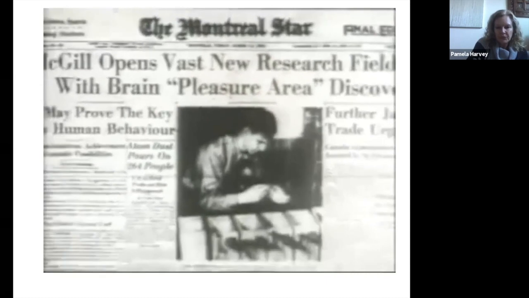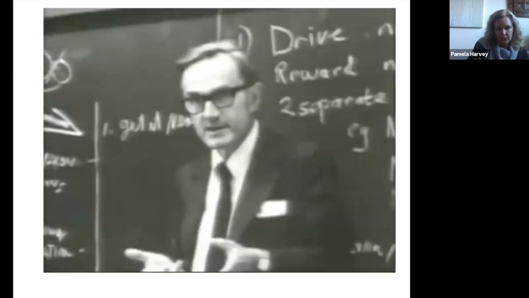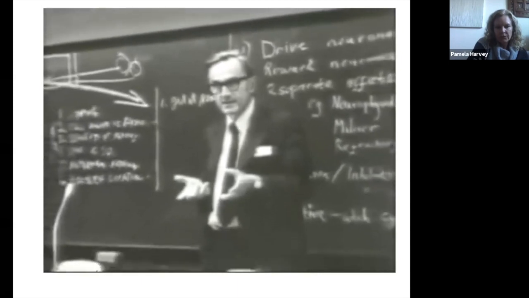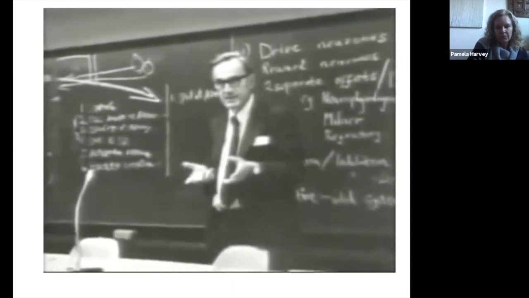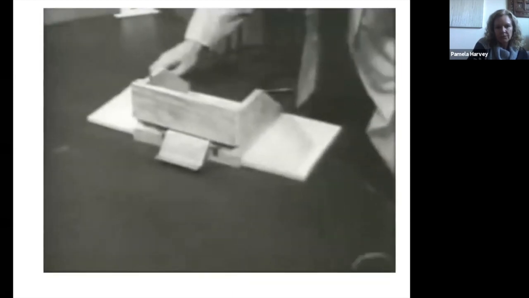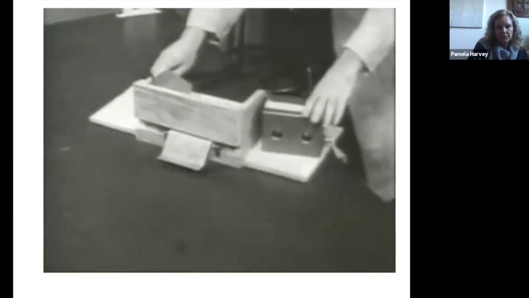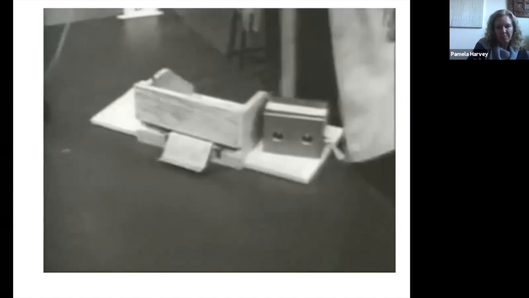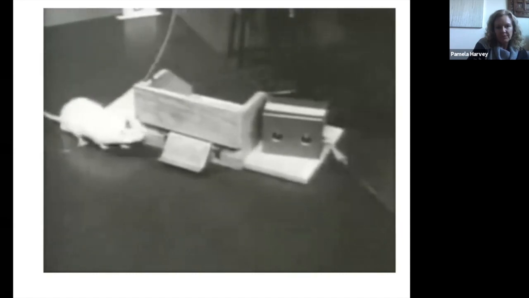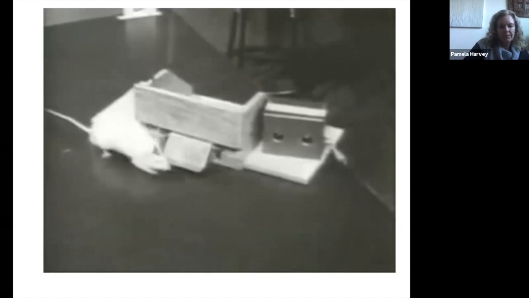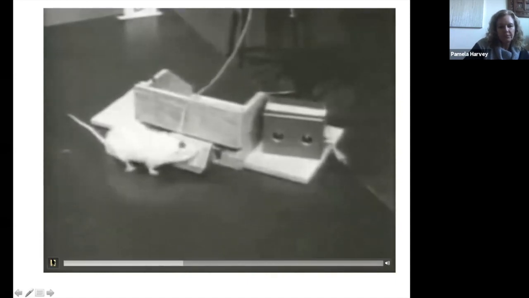Working in Montreal in the 1950s, James Olds devised a crucial test. He worked out a new way to, in effect, ask animals how they felt. This is a device which trains the animal to turn on the stimulus for himself. Here you notice the animal wandering toward the pedal. When he first touches it, he gets no stimulation.